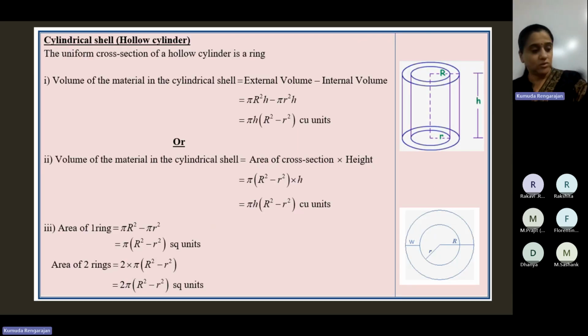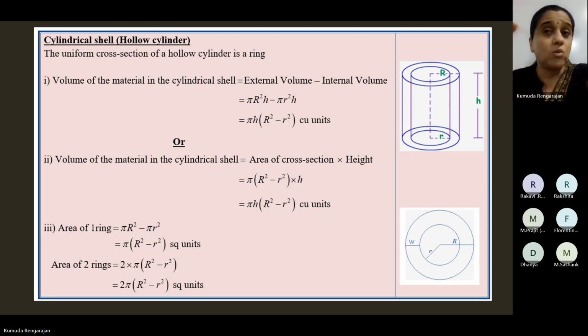Then the next is what is called a cylindrical shell or a hollow cylinder. A hollow cylinder or a cylindrical shell. This is a case where the wall of the cylinder is thick. The wall of the cylinder is thick.